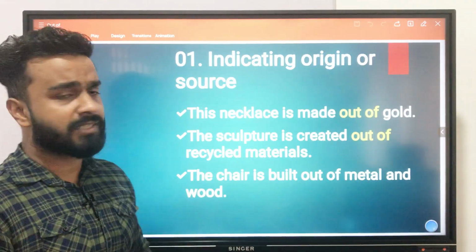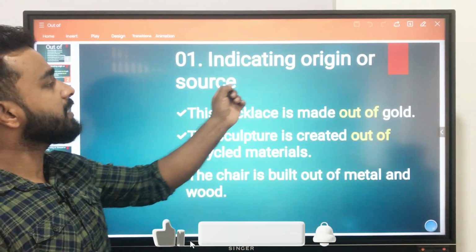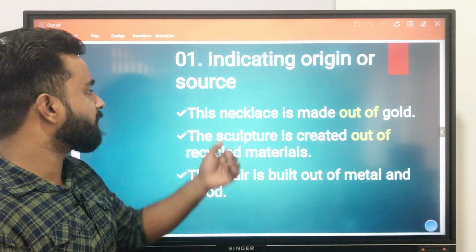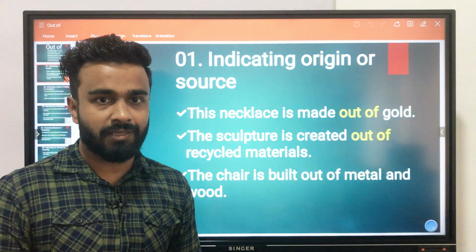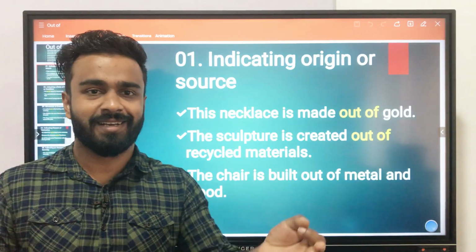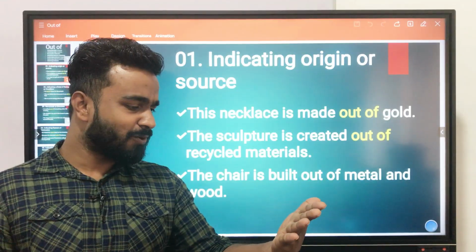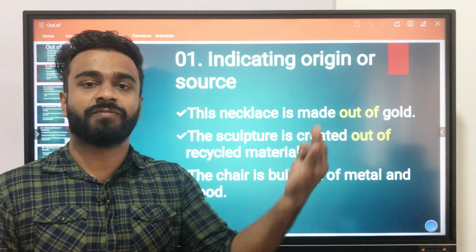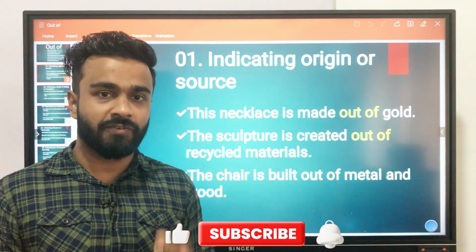So guys, here is the first usage of out of. What is the first usage? Indicating origin or source. How we can indicate how something is made. The first example: This necklace is made out of gold. Then I bring you a necklace. You ask me, what's this? Is this gold or is this steel? So I tell you, this is made out of gold. It means this is gold.